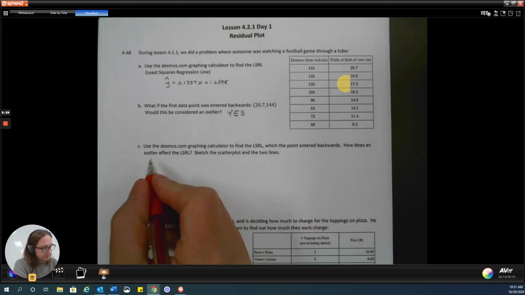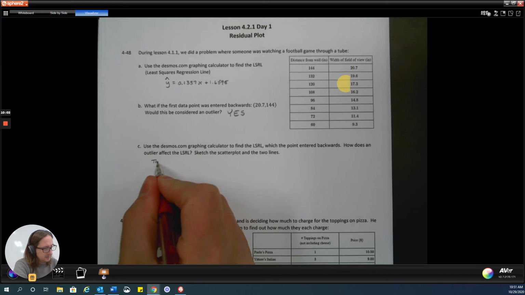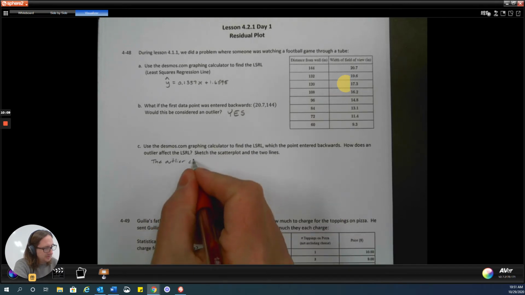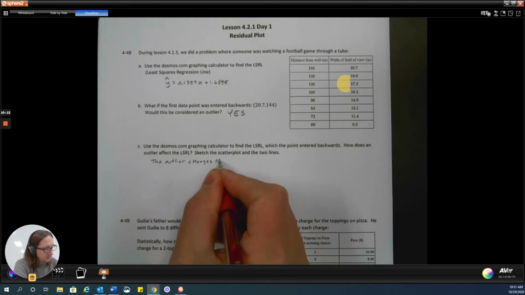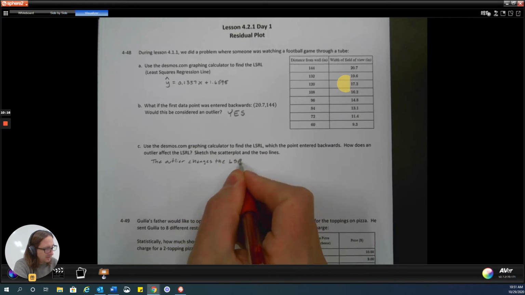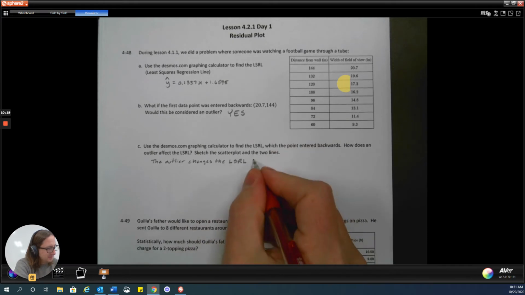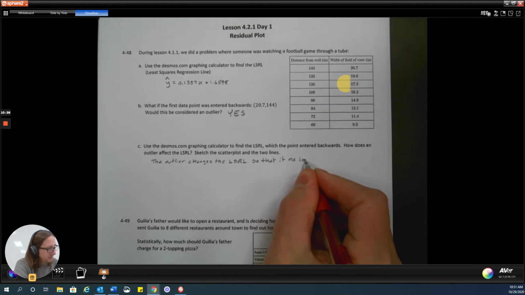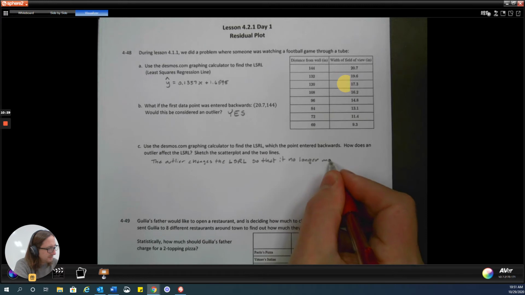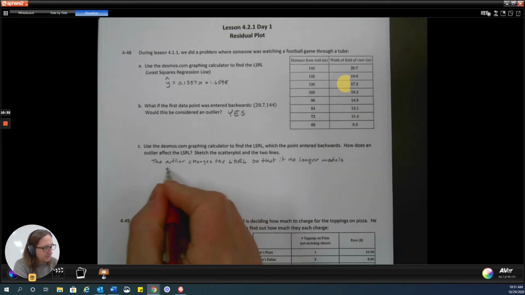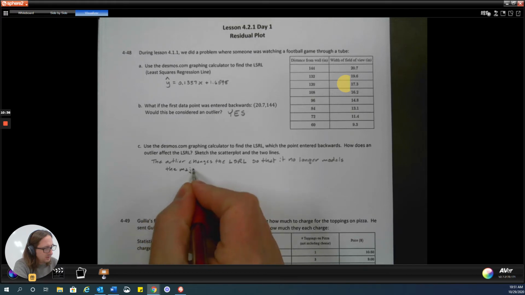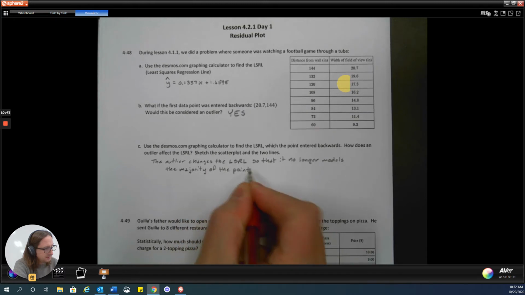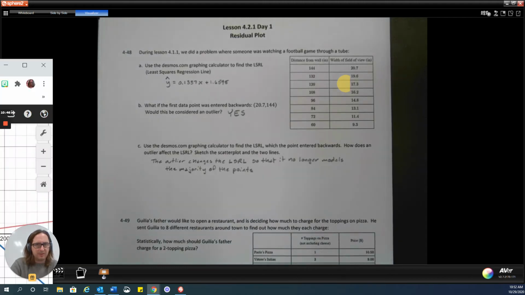So we see that the outlier changes the LSRL so that it no longer models the majority of the points. Okay, let's see what I mean by the majority of the points.